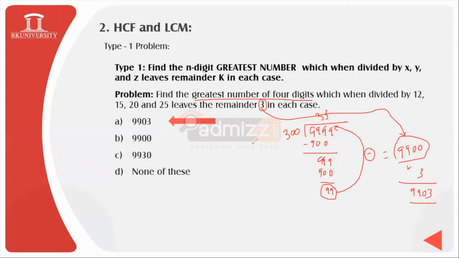Yes, so our required number will be 9903, which is the greatest number of 4 digits. One student is asking how we get 9999. Students, it is very logical: what is the greatest number of 4 digits known to you? So from that we have the answer as 9999. So 9999 is the greatest number of 4 digits known to us.